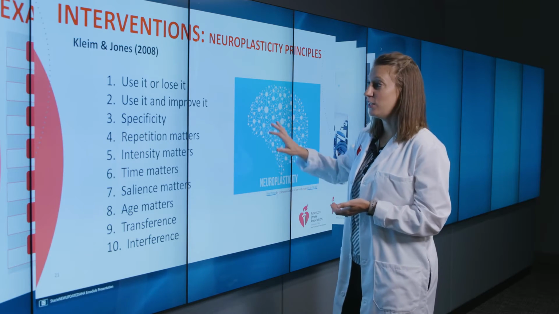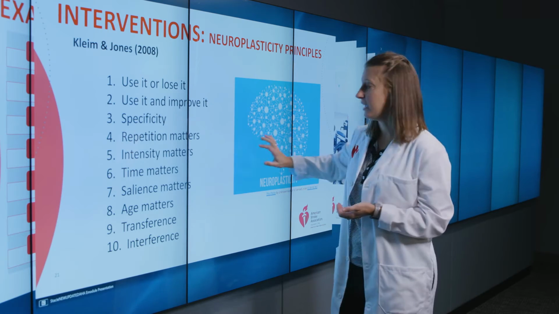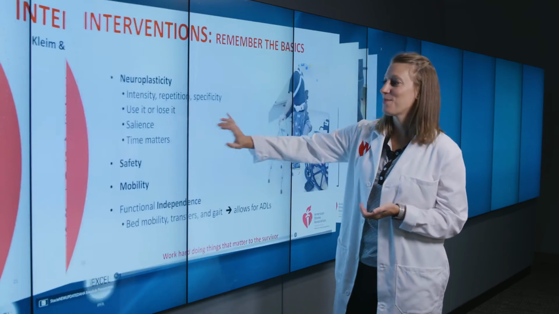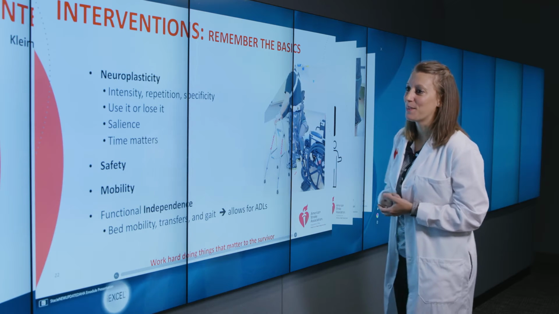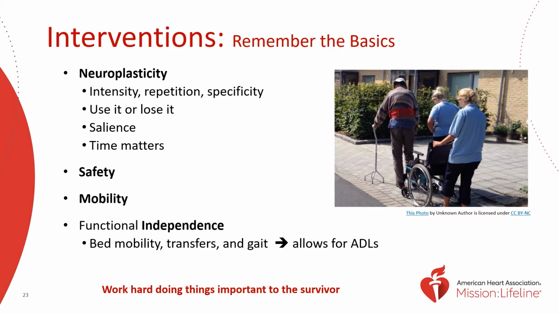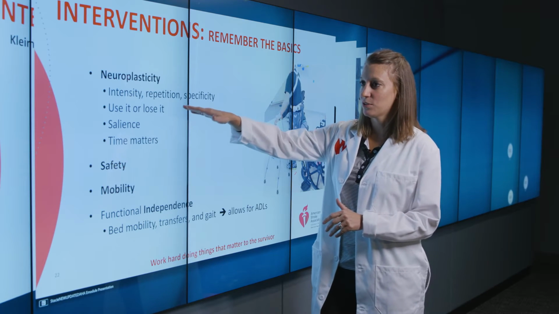And so making sure we're educating our patients on the fact that if they use the body part that they want to get better, that's the only way it's going to improve. So as we come to picking our interventions, I really want you to remember the basics. The neuroplasticity principles that we just talked about, focusing on intensity, repetition, and specificity. They need to be working really hard, doing a lot of reps on a meaningful task in order to drive that neuroplasticity. We've already talked about use it or lose it.